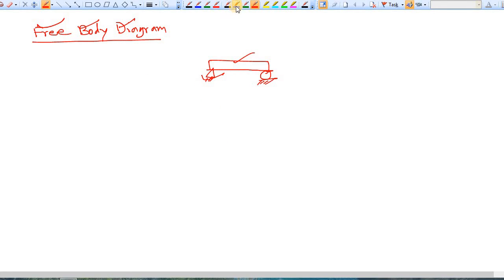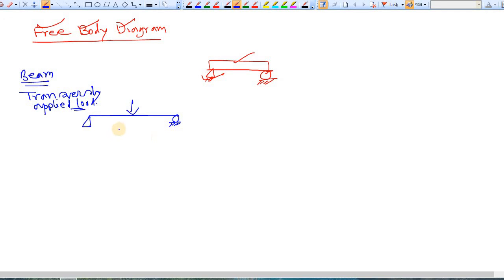Say this is the beam. You know what a beam is? This is the beam, this is pin support, this is roller support. Why am I calling this a beam? Because a beam is a structural element where loads are applied transversely. Clear? That's why it is known as a beam.